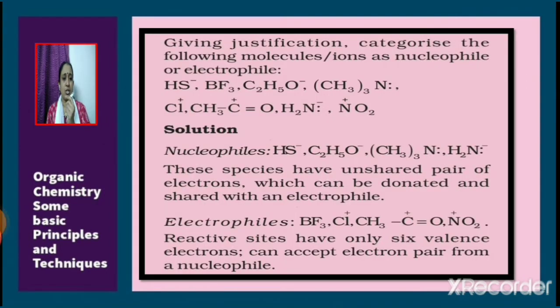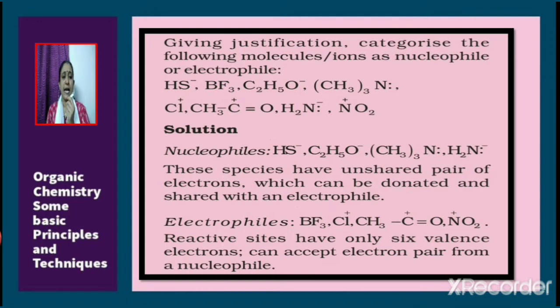Giving justification, categorize the following molecules or ions as nucleophile or electrophile. The various species given are HS-, BF3, C2H5O-, CH3 thrice N, Cl+, CH3CO+, NH2- and NO2+. So the various nucleophiles are HS-, C2H5O-, CH3 thrice N, and NH2-.